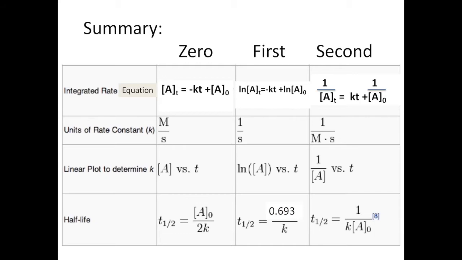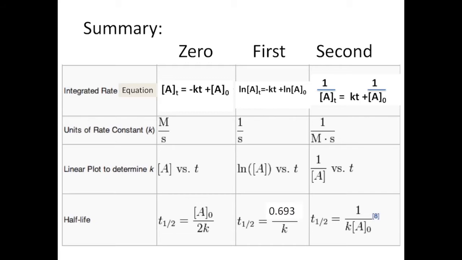Just to remind you, a zero order plot means that when I double the concentration, nothing happens to the rate. My concentration has zero effect on the rate. First order means that when I double my concentration, the rate will also double. So they have a completely direct relationship. One doubles, the other one doubles.